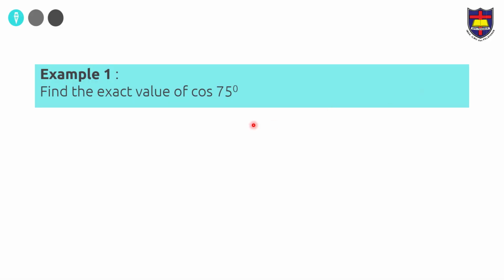Okay, next, this is what we will count using cos(alpha plus beta). We will calculate the exact value of cos 75. So using our special angle values, we can calculate it like this.